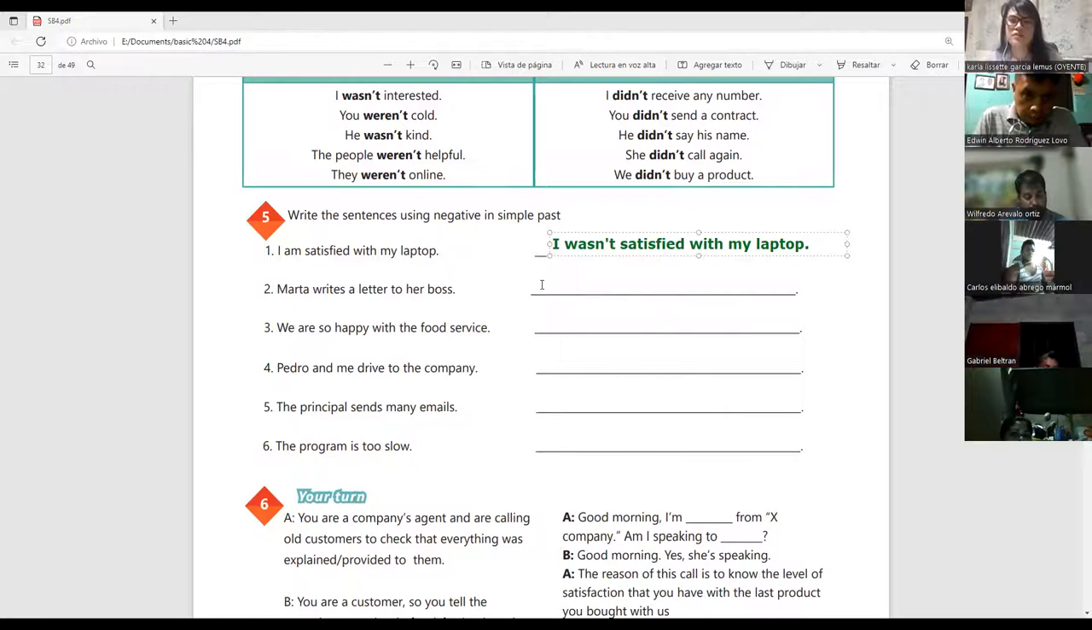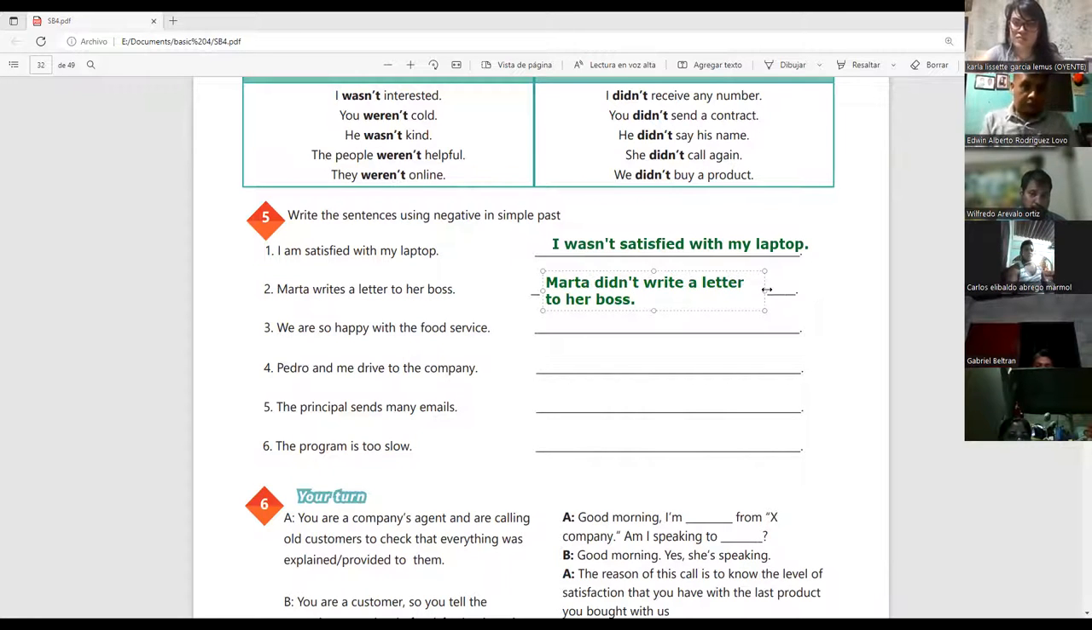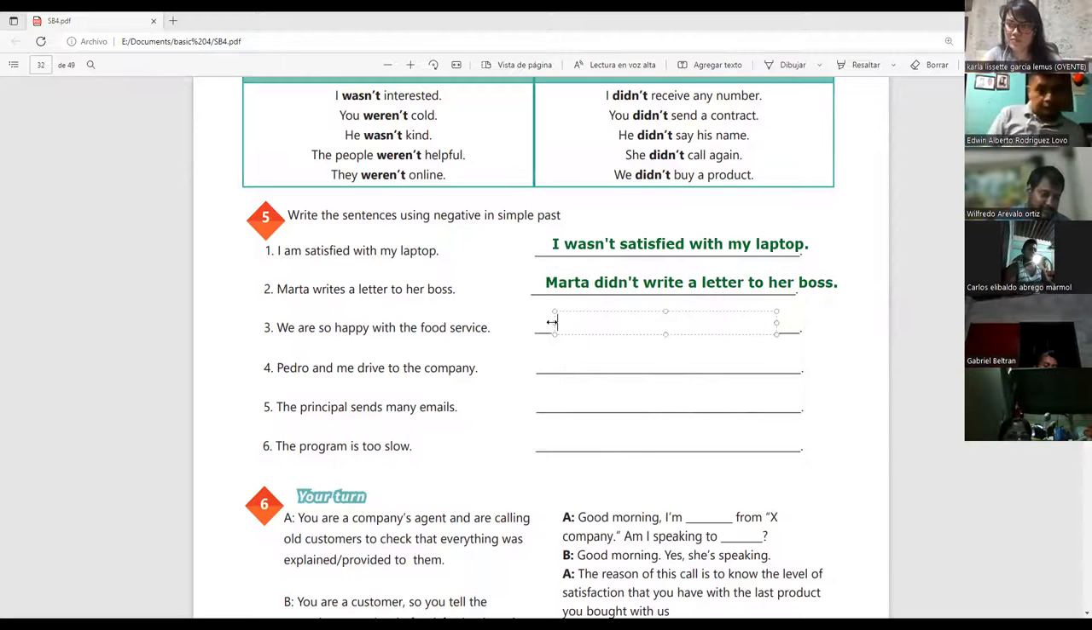Very good. Edwin, number two. Marta writes a letter to her boss. Okay. Hey, Marta writes a letter to the boss. Yo la escribí. Marta didn't write a letter to her boss. Very good. Excellent, Edwin. Very nice. Okay. All right. Wilfredo, we are so happy with the food service.